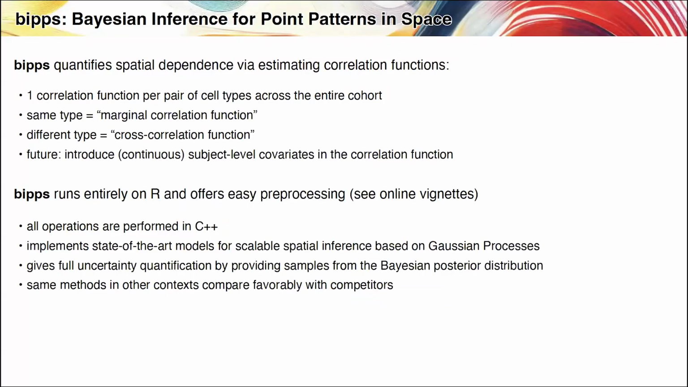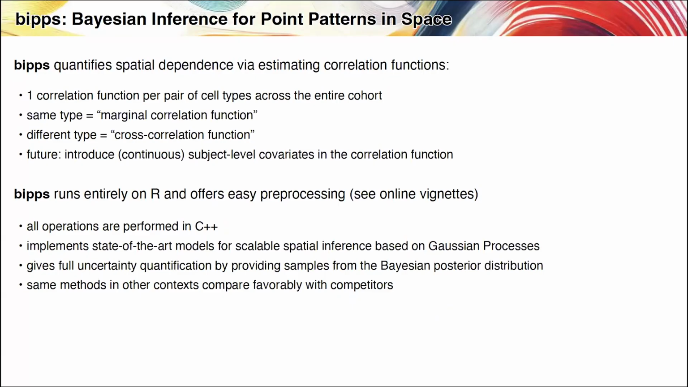Some technical notes: BIPS runs entirely in R, so you don't have to do any sort of advanced processing. It offers pre-processing the way that I was explaining earlier, and there are online vignettes. But then all of the operations are done in C++, right? So we want BIPS to be efficient and scalable to large data settings.